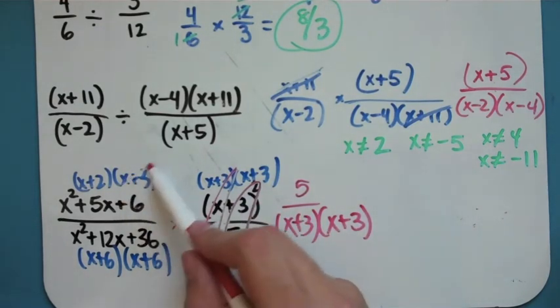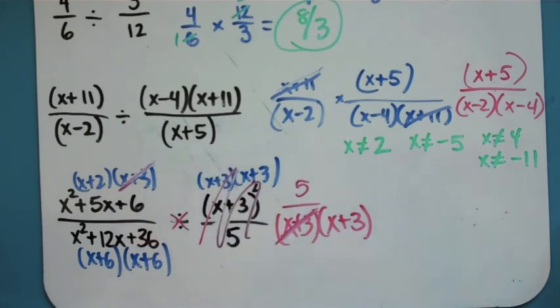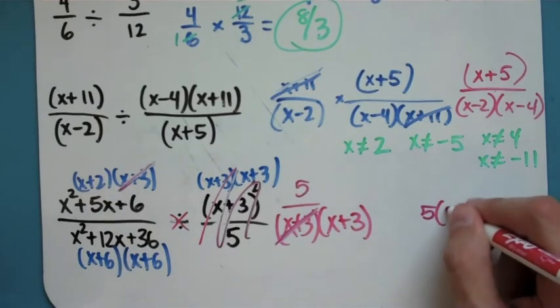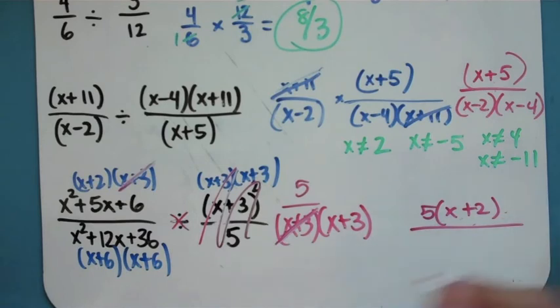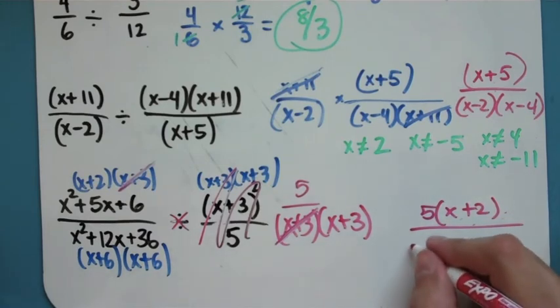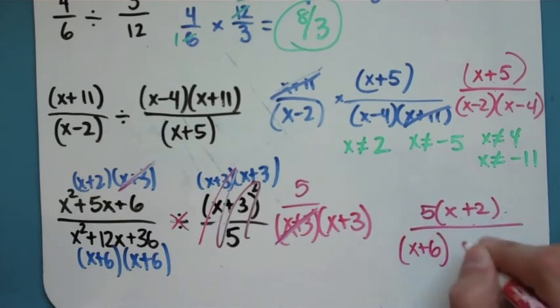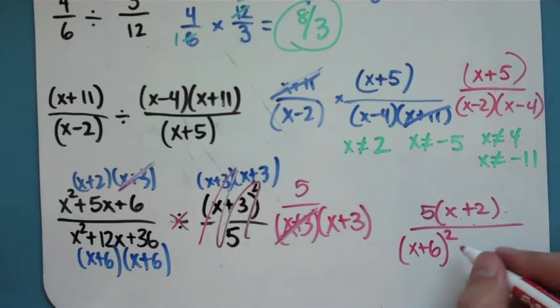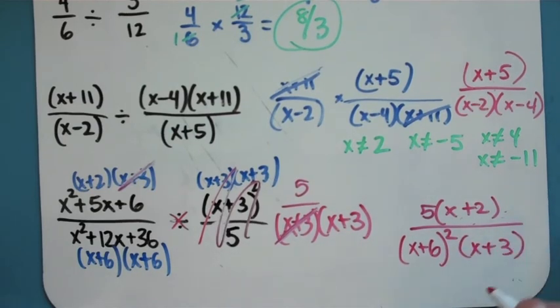I see I have matching x plus 3's, top and bottom. That's it. Everything else is different. I have an x plus 2 and a 5 on top. So I have 5, and then I have my x plus 2. On the bottom, I have x plus 6 twice. So I'm going to go ahead and write that as just x plus 6 squared. It'd be easier that way. And I have a leftover x plus 3. There's a lot going on in this one, but the math behind it, you're just canceling stuff that matches. For my excluded values here, we're looking at x can't equal negative 6, and x can't equal negative 3.